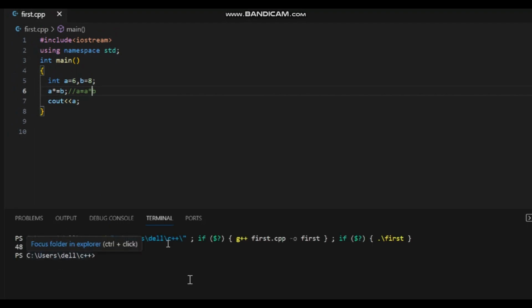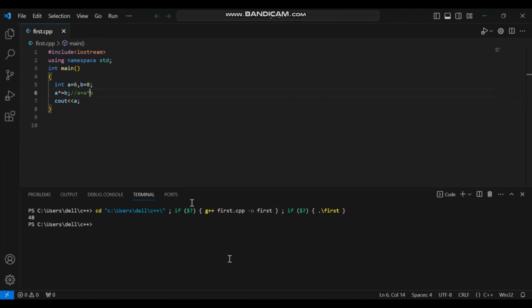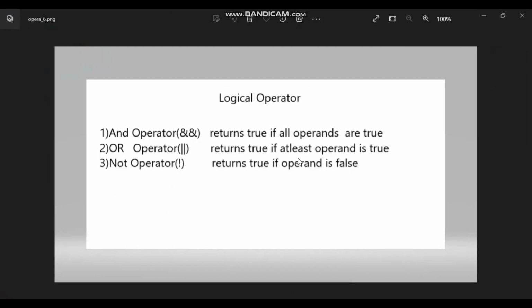We got the output 48. And the third type of operators are logical operators: the logical AND operator, OR operator and NOT operator. AND operator means it returns true if all operands are true. Means if all the operands are true, then it returns true.